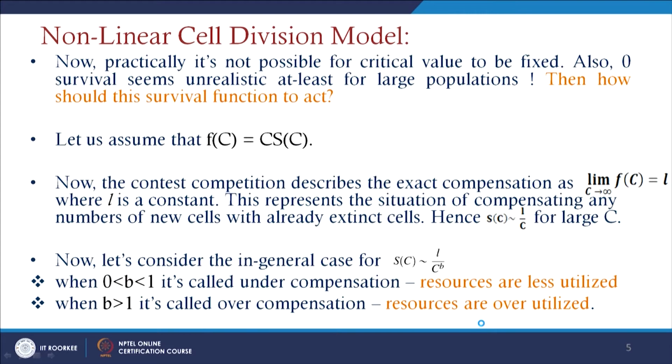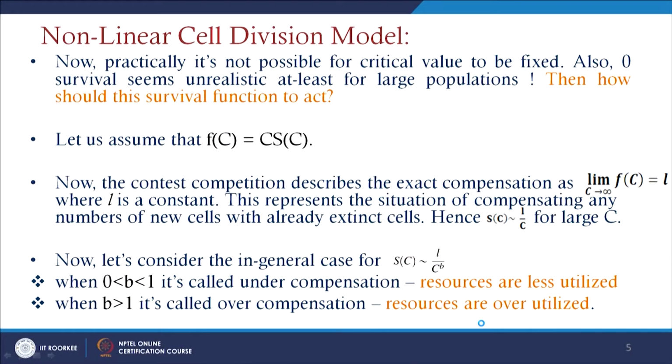Then we will go for the nonlinear cell division model. Practically it is not possible for the critical value to be fixed, since the cells will come and take the food. So, we cannot put any barriers or restrictions on how they consume the food or how they survive. Also, zero survival seems unrealistic, at least for large populations. Then how should the survival function act in those cases?